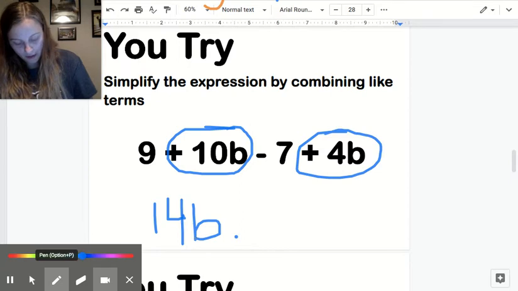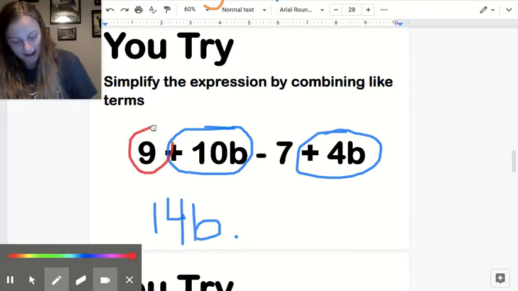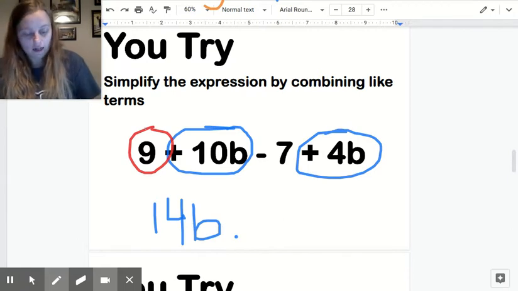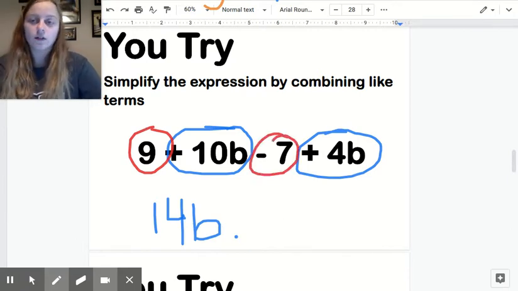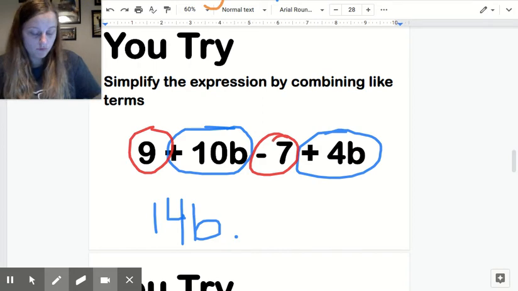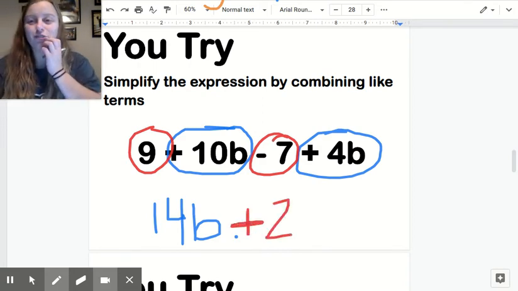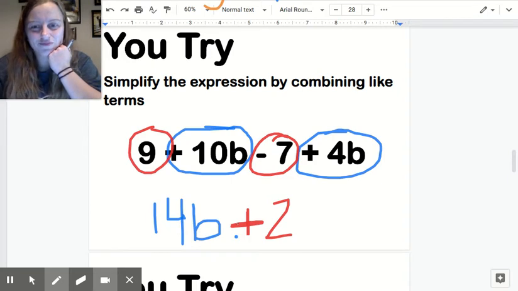Then I'm going to, in a different color, circle my constants, my lonely numbers. They don't have letters attached. So 9 and a minus 7. Well, 9 minus 7 is 2. Positive 2 or plus 2. 14b plus 2.